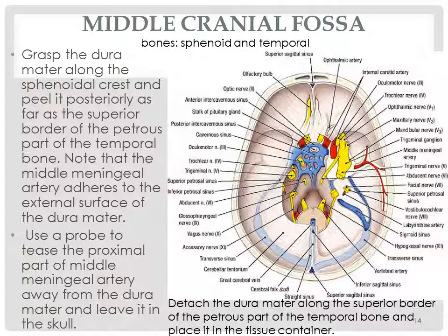Then you can also go ahead and detach the dura, which you've now pulled posteriorly, along the superior border of the petrous part of the temporal bone, and you can also put that in the tissue container. Only once we've removed all of the dura can you actually see all of these structures below it.